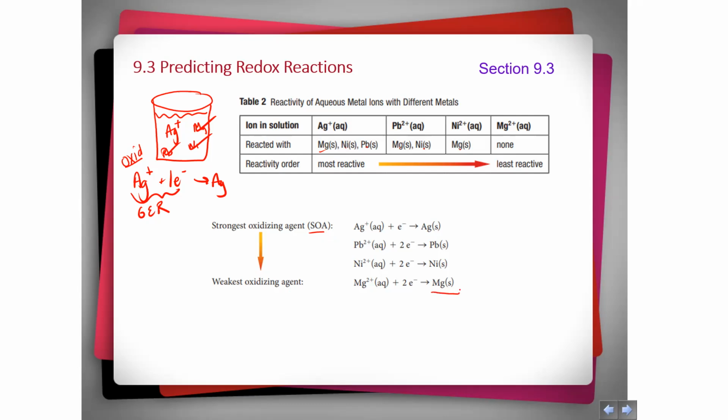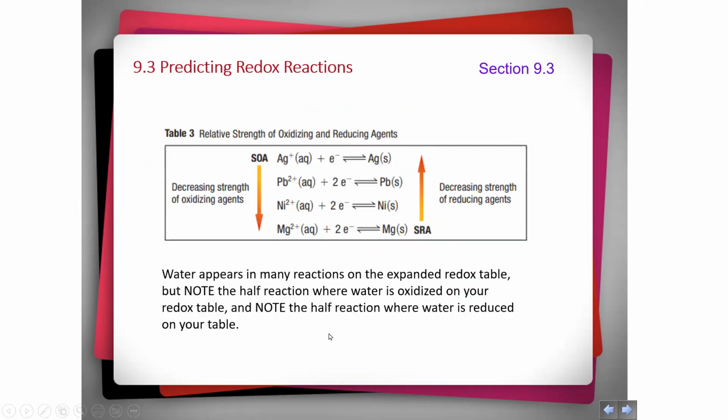But look, magnesium here, this one was our strongest reducing agent from the previous slide. So on this side, we've gone from strongest oxidizing agent to weakest oxidizing agent. But if you read the reverse, it's the backwards. The strongest reducing agent is down here, and the weakest reducing agent would be up here. I'm getting ahead of myself.